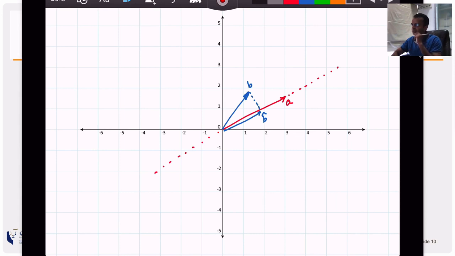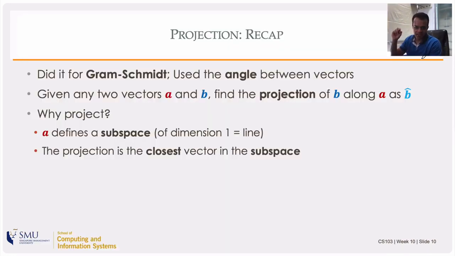How do I define closeness? If I look at the tip of this vector and the tip of the projection, that distance is the smallest. If I take any other vector on A, say this one as a projection, let me call that B hat, then that distance will be more, because the closest would actually be the one that is along the perpendicular direction of A. So that is something to keep in mind. You will see why that is important.